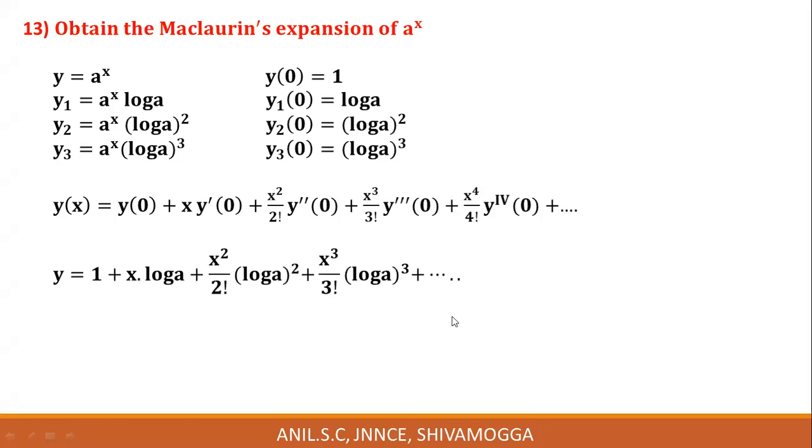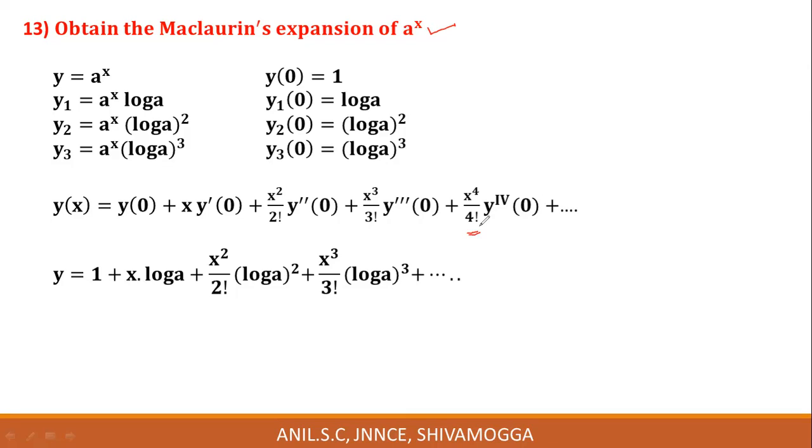Obtain the Maclaurin's expansion of a power x, where a is a constant. Expand up to fourth degree. It is not specified here, but the given function is a very simple function. We can expand up to fourth or fifth degree term. I prefer fourth degree term, so expand up to fourth degree term.